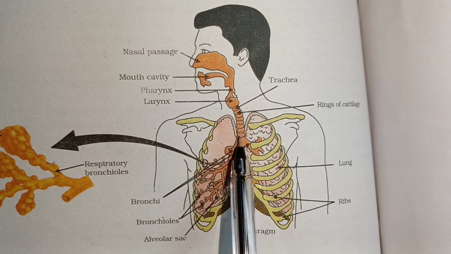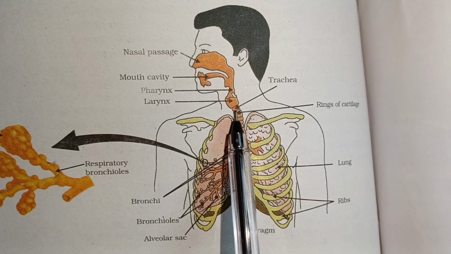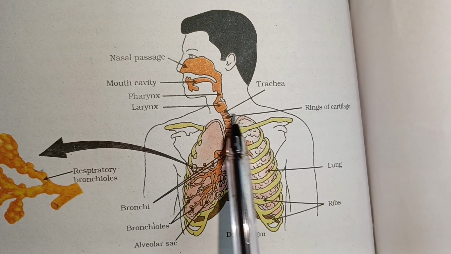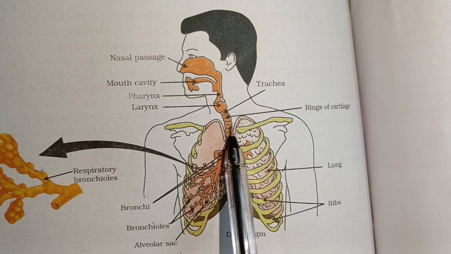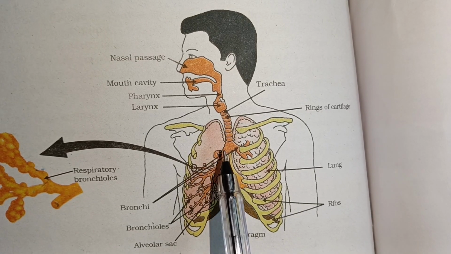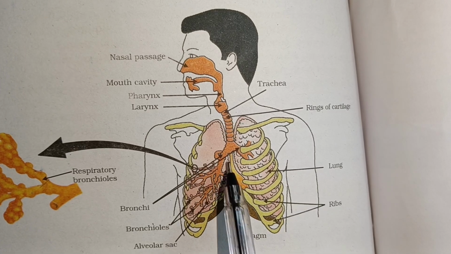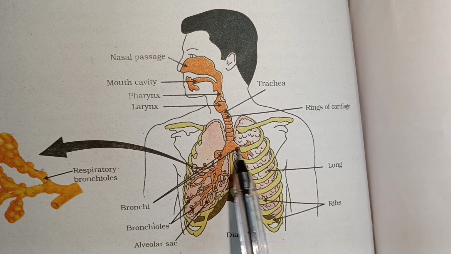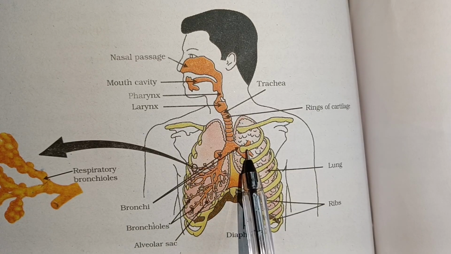Next, after that we have a trachea. This is trachea. You can see the rings. What they have mentioned here is rings of cartilage. So it is a ring like structure to maintain a uniform speed of the air inside your lungs. Once the air enters the trachea, the bronchi is divided into two parts.